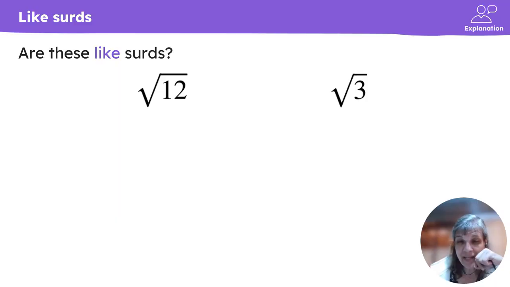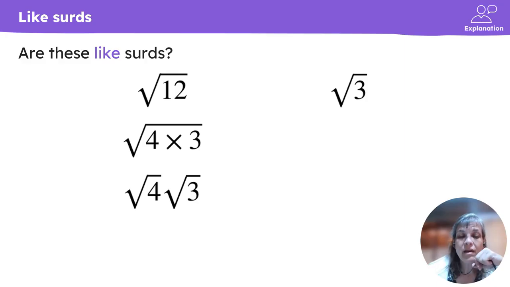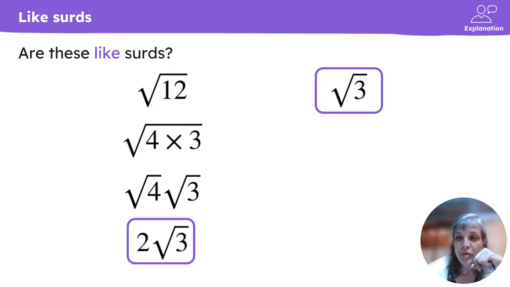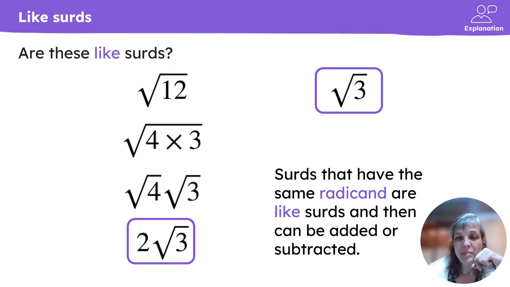So are these like surds? They're not right now, but could they be? Well, let's see. You could take the 12, break it down to 4 times 3, which is then root 4 times root 3, and suddenly, yes, you could add these two. They have the same radicand and they can be like terms.